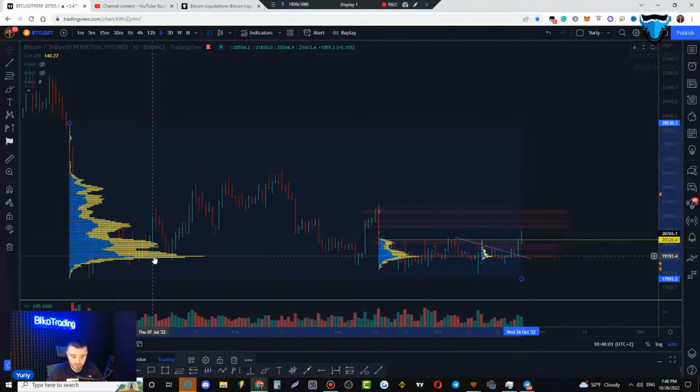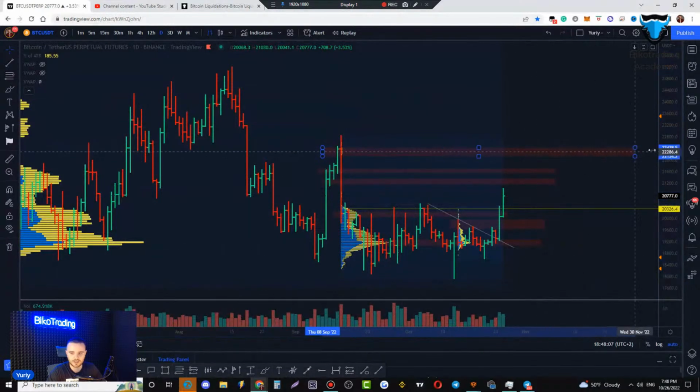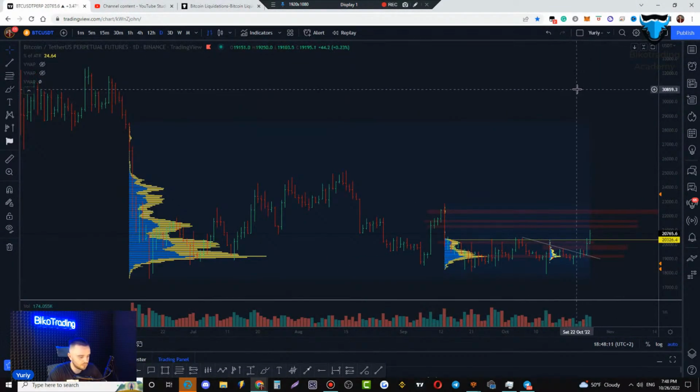Why is this huge accumulation important? Because there are two ways BTC starts its uptrend. Tell me, please, do you know the two ways BTC starts an uptrend? Type 1 into the chat if you know, and type 2 if you don't know those two ways.